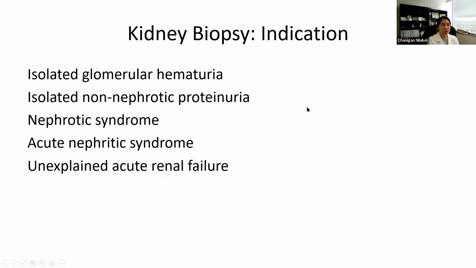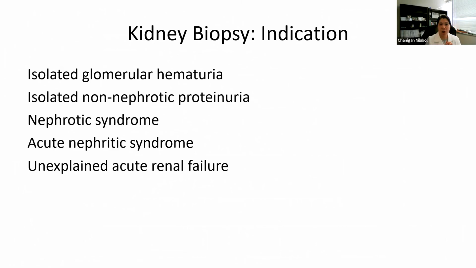Again, the indication for the biopsy, who do you want to biopsy? The patient with glomerular hematuria. Non-nephrotic proteinuria can also be an indication. It doesn't necessarily have to be a nephrotic syndrome. In the patient with acute nephritic syndrome, like the one we suspected anti-GBM or ANCA vasculitis.